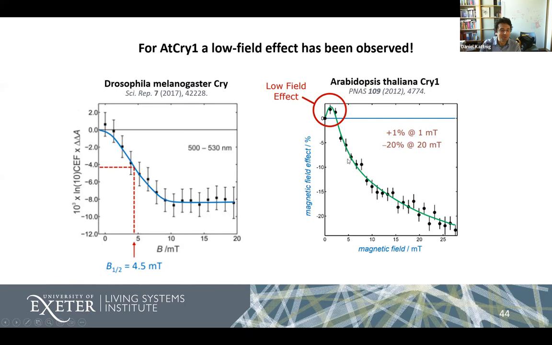The interesting thing is that there is this canonical magnetic field sensitivity in Drosophila, whereas we observe what is called a low field effect for the plant. That is an antiphase feature here in the magnetic field sensitivity, where the magnetic field effect is not only negative like in Drosophila, but has a kind of positive contribution in this very weak magnetic field region. Later on, I'll try to explain where this comes about if time permits.